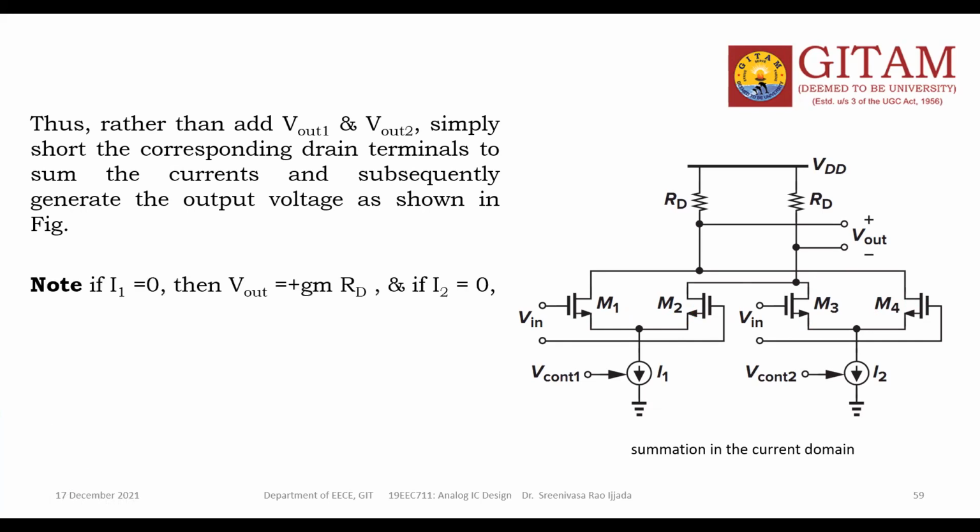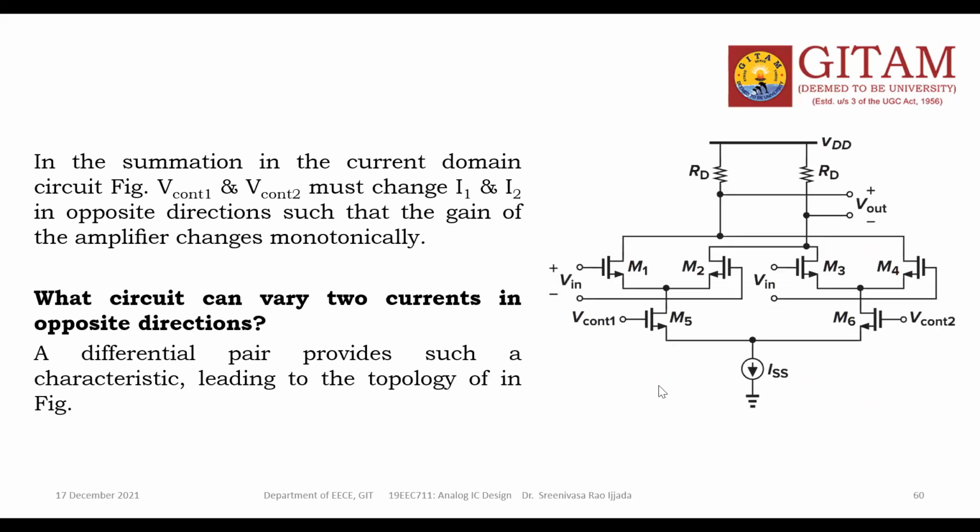Now, see, if I1 is 0, this current is 0, this path is not working. Only 3 and 2 are working. So now your gain is plus gm RT. If I2 is 0, then this current is 0. So now 1 and 4 will work, thereby you will get the minus gm RT. So if both the currents are same, then you will get equal gains, both become 0. So this is the circuit.